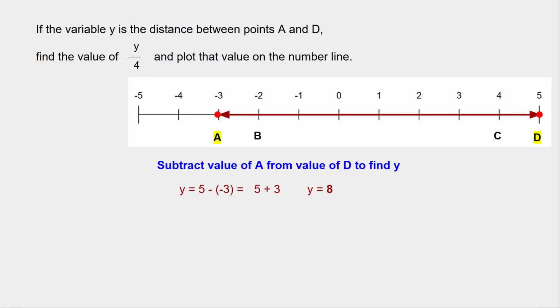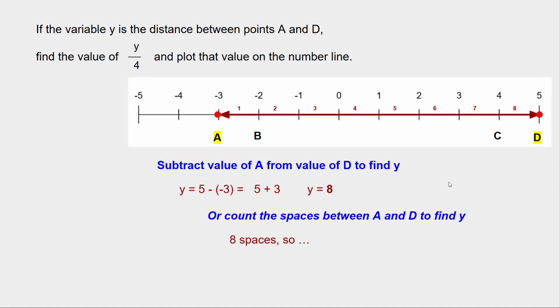So we've found the distance, but I want to show you another way. Maybe you prefer this method. You can count the spaces of integers between A and D in order to find the value of Y, or the distance between those 2 points. 1, 2, 3, 4, 5, 6, 7, 8 spaces. So Y is equal to 8. We get exactly the same answer, just 2 different ways of finding the distance.